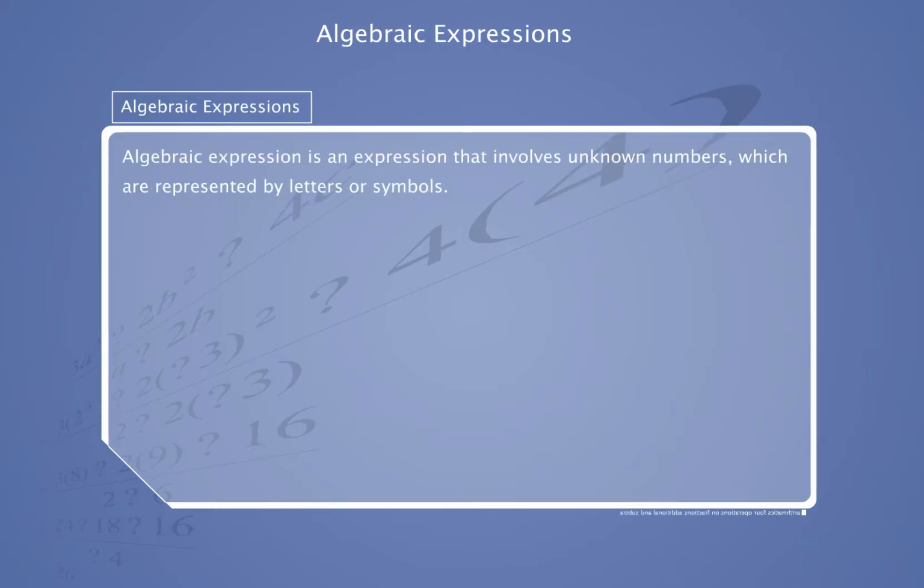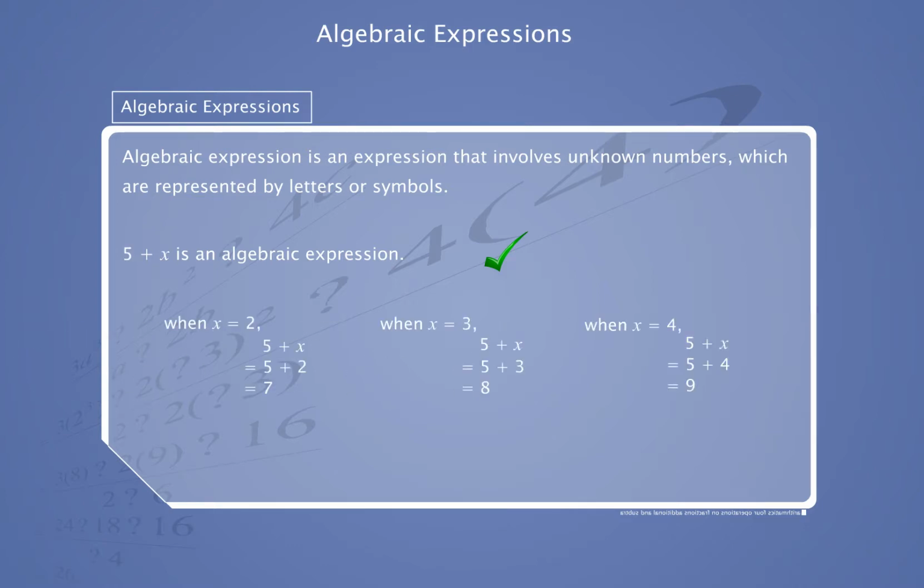An algebraic expression is an expression that involves unknown numbers, which are represented by letters, or symbols. 2 plus 4 times 6 is not an algebraic expression, since it does not involve letters. The expression 5 plus x is an algebraic expression. It is the sum of 5 and the unknown number represented by x.